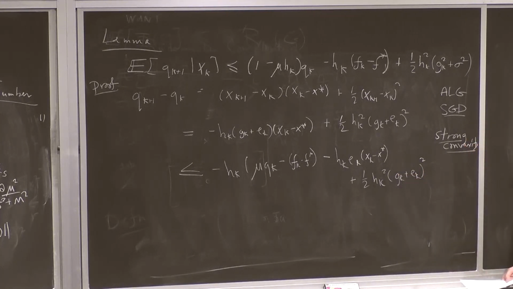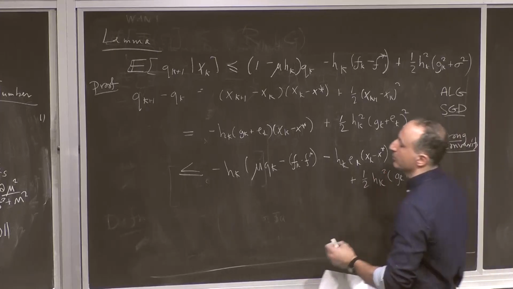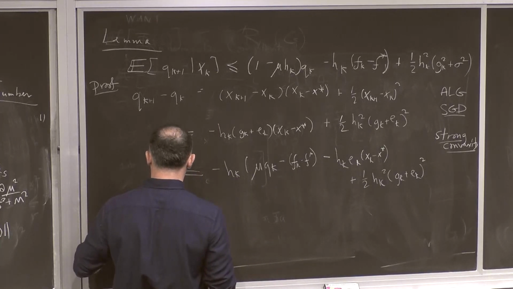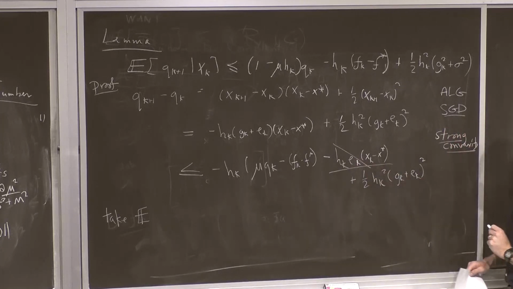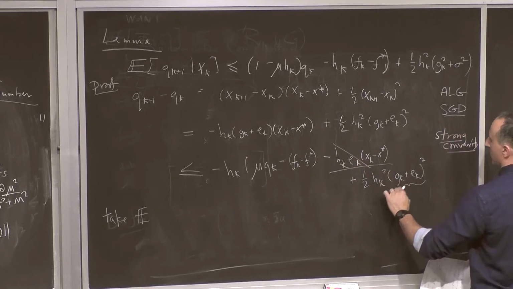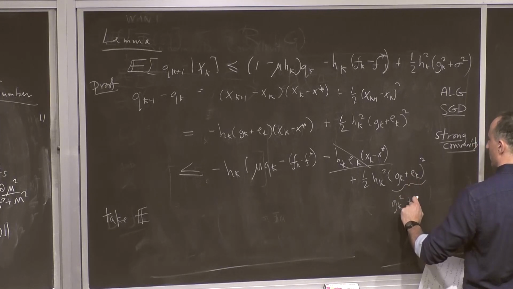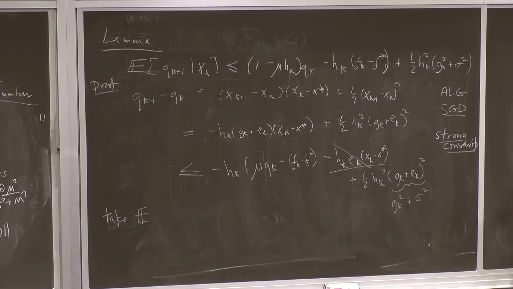Now the last thing I do, which I haven't done yet, is to take expectations. Take expectations will kill that one term. So there's the linear term in E that goes away. And this is going to become my gk squared and my sigma squared. Okay, so that's going to be there.